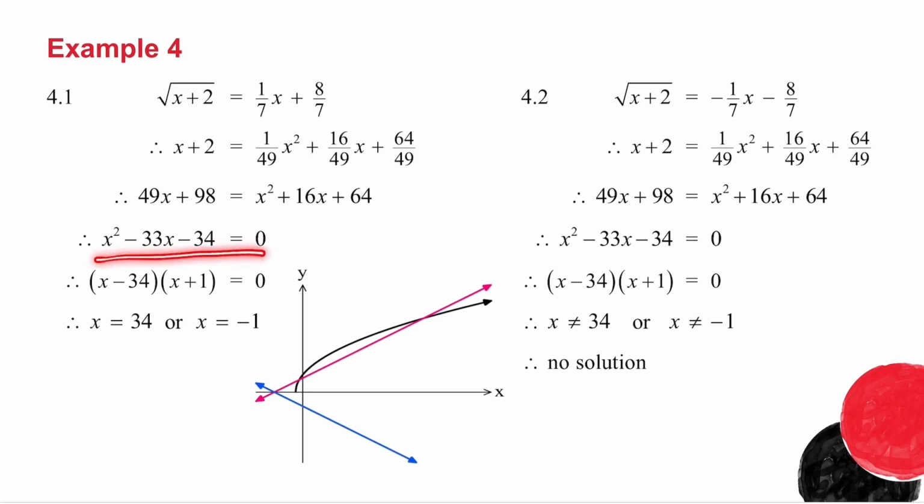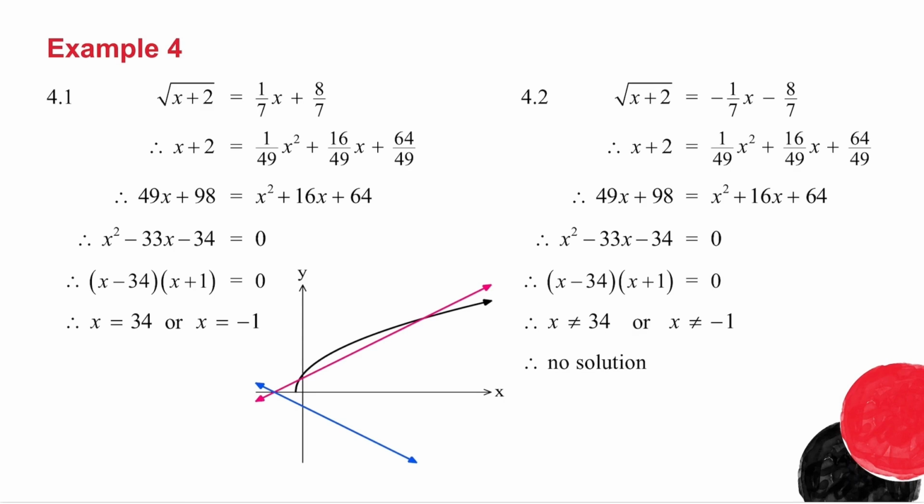Set up the quadratic equation, which is exactly the same, and you're getting two solutions, x equals 34 and x equals minus 1. In 4.1, if I substitute x equals 34 into the original equation, it works. If I substitute x equals minus 1 into the original equation, it also works. In 4.2, if I substitute these solutions into this original equation, neither of them works. So in 4.1, I have two solutions. In 4.2, I have no solutions. So let's have a look and see what's happening.